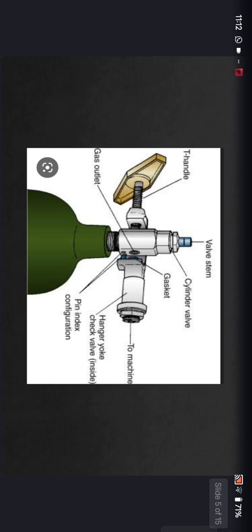See the picture in this slide, where the parts are mentioned. This is the top of the cylinder and its assembly: gas outlets, T handles, valve stems, cylinder valves, gaskets to connect to the machines, yoke valve, check valve, and pin index configuration. These are all the parts at the top of the cylinders to connect the valves and the pipelines of the manifold room.